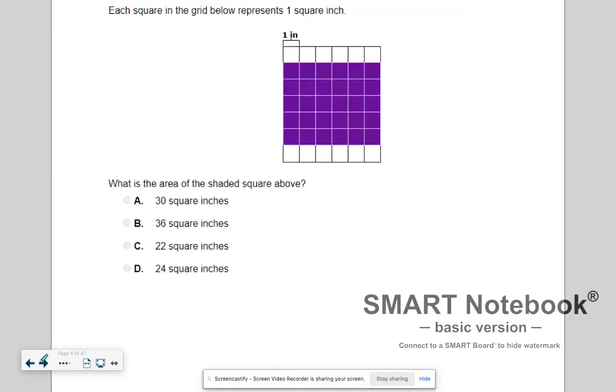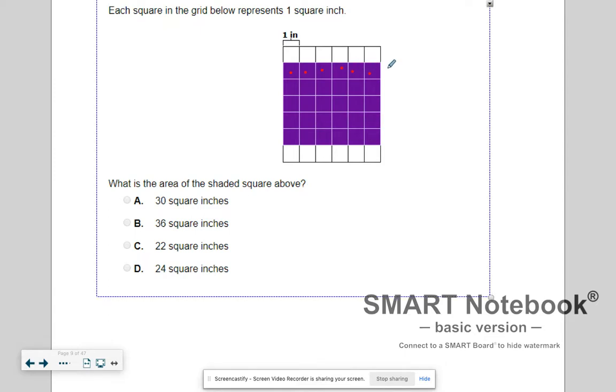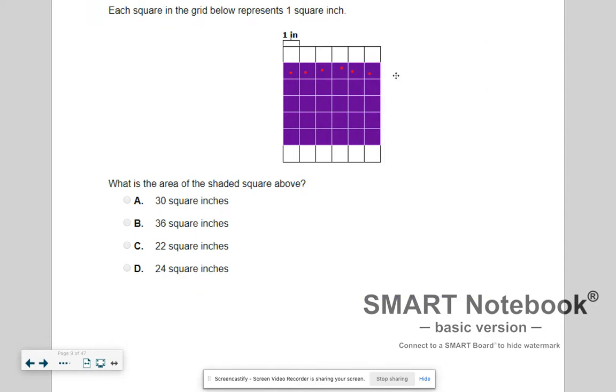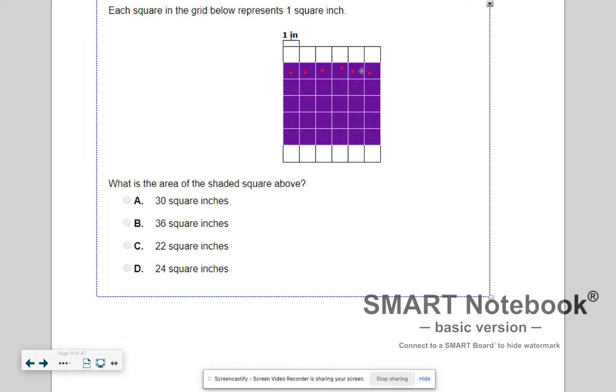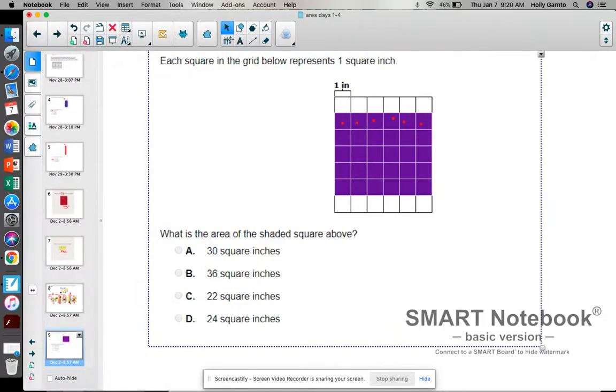All right. Each square in the grid below represents 1 square inch. What is the area of the shaded square above? So let's count. 1, 2, 3, 4, 5, 6. So if there's 6 in each row, let me see. Let me get my pen.